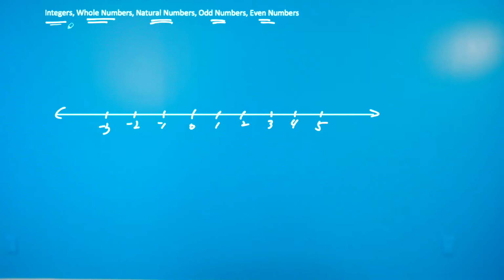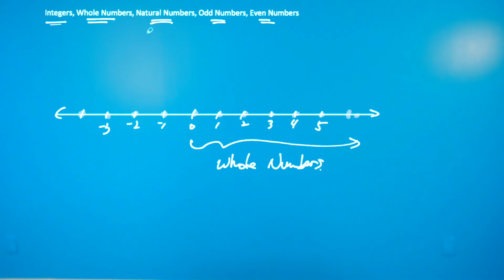Integer is referring to every single number that's on these tick marks. The pattern continues here. Those are integers. Whole number is referring to just 0 and forward. This is whole numbers. Natural number is referring to from 1 and forward, so excluding 0. This is called the natural numbers.